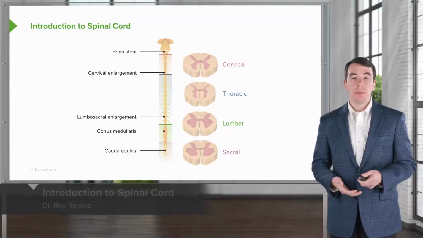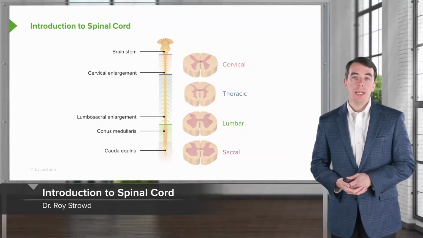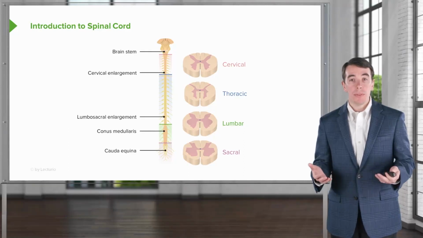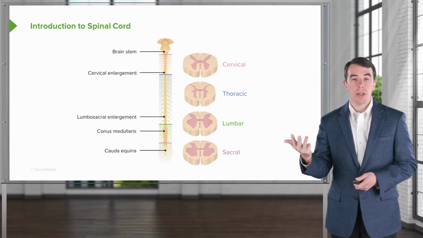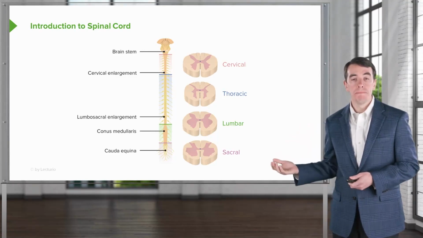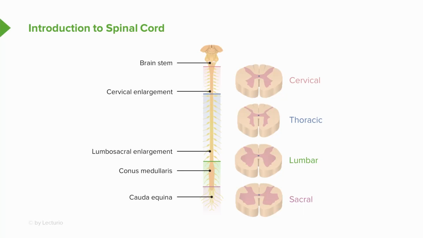So let's talk about some introductory and orientation to the spinal cord. When we think about the spinal cord, we divide it into 4 segments. There's the cervical, thoracic, lumbar, and sacral segments, and you can see those here. Each of these segments contains both gray matter and white matter tracts.